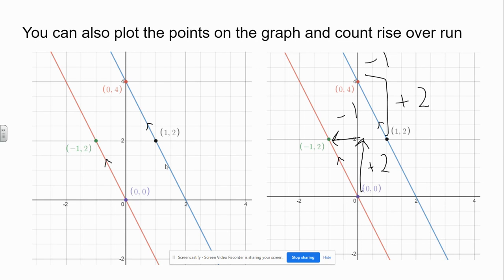So if I plot these points, the first one I'm going to go positive 2, negative 1. So the slope of that is negative 2 over 1. Or I could go over here where I go positive 2, negative 1. So these both are going to end up being negative 2.